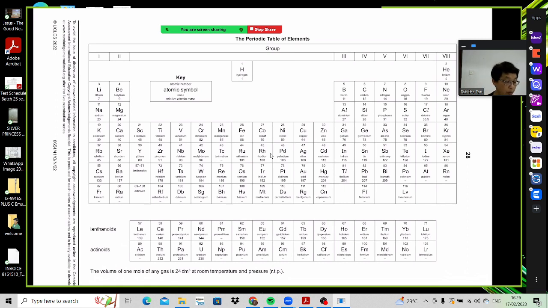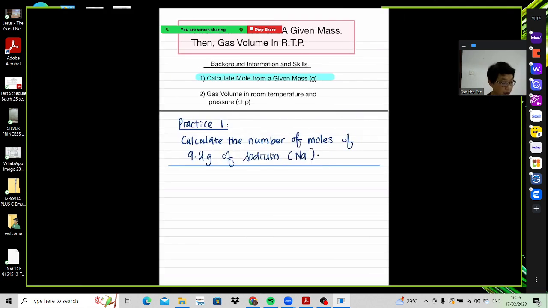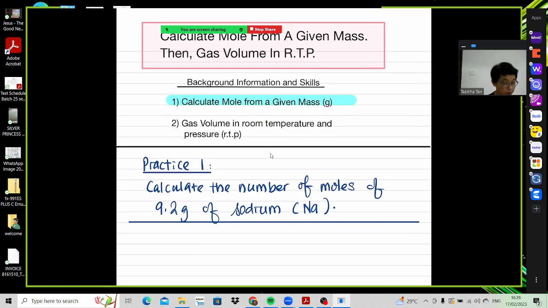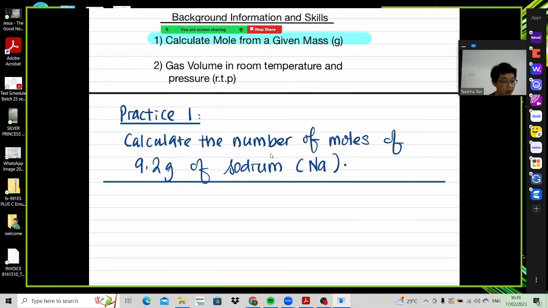Okay, so you may also see this at the back of your exam paper. It is advisable each time you do your revision, you will have this copy handy for you to refer to. Okay, and now we give practice 1. Calculate the number of moles of 9.2 gram of sodium.